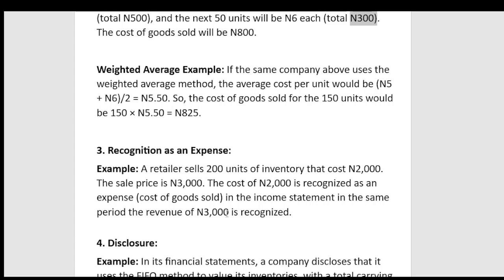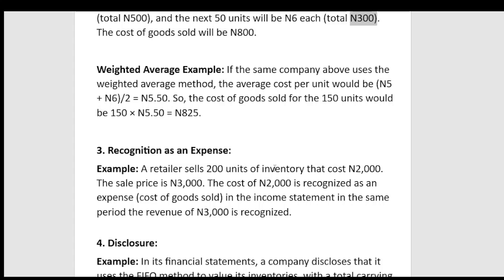Now, what is it basically saying? What do you recognize as expenses? I bought goods for 5,000 naira, and I sold those goods for 7,000 naira. What it is saying here that you should recognize as expenses is the cost of goods sold. That 5,000 that I bought it for, I now sell for 7,000. I have a gain of 2,000. In the same period that the revenue was actualized, you now have your sales less cost of goods sold, which will give you your gross profit. Right?